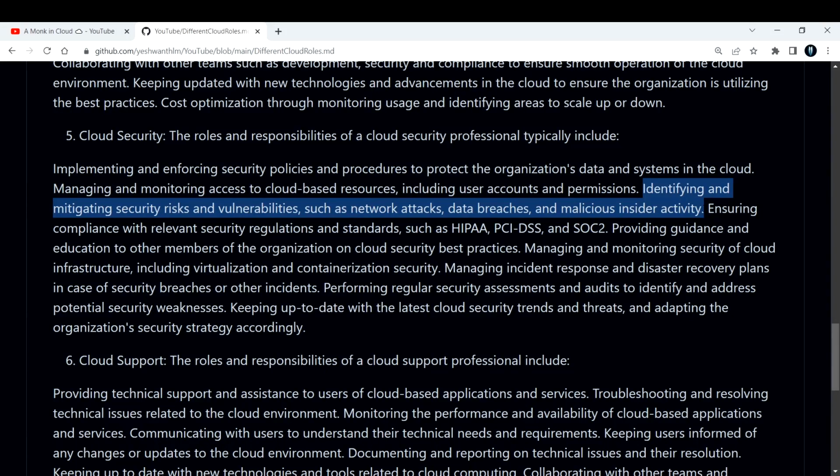There are different tools available. If needed, let me know in the comments if you want a detailed video on what the different tools available are for all the different roles that I've mentioned.